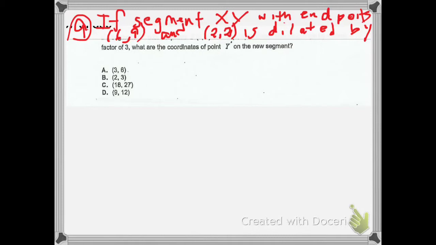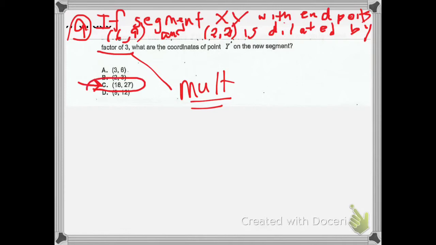Number 10, if a segment XY with endpoints (6, 9) and (2, 2) is dilated by a factor of 3, what are the coordinates of Y prime on the new segment? Now remember, if you're dilating by a factor of 3, factor means we multiply. So we want to find the one that multiplies by 3. So if I multiply 3 times 6, I get 18. And if I multiply 3 times 9, I get 27. So that's the answer.